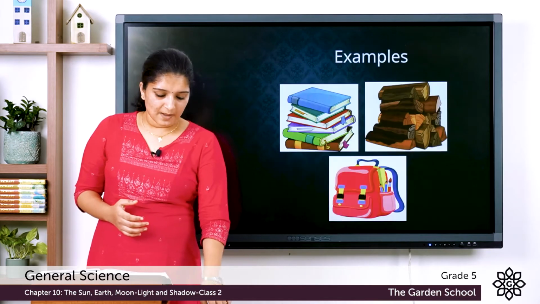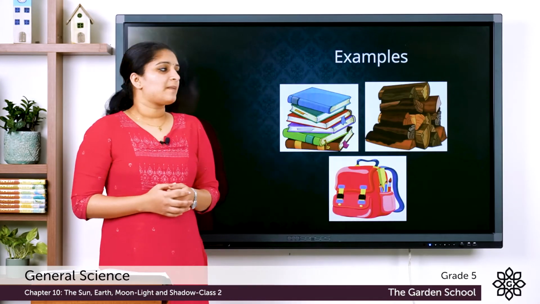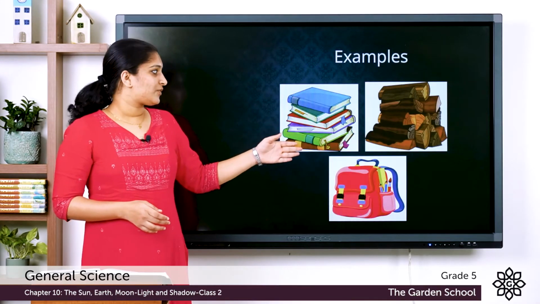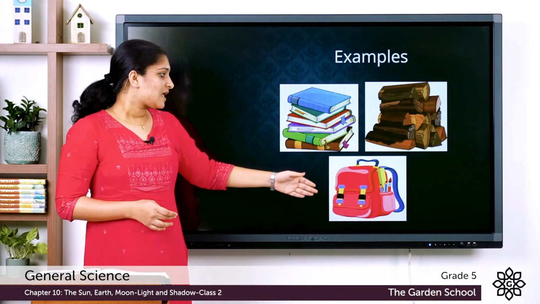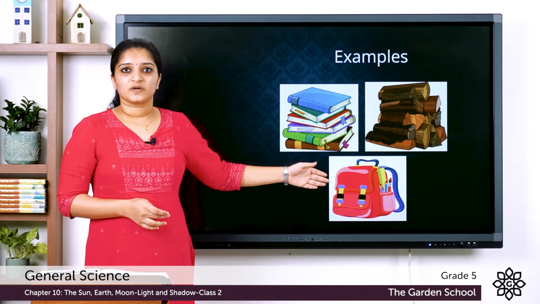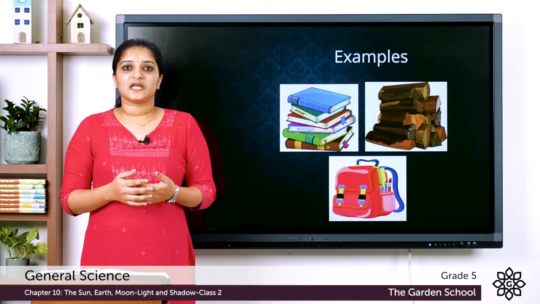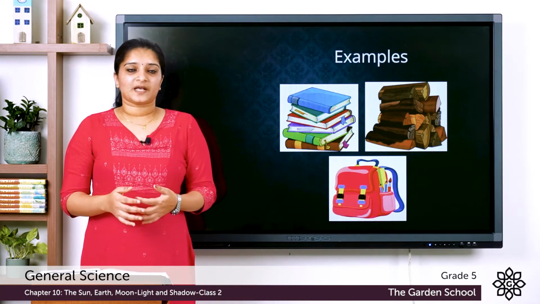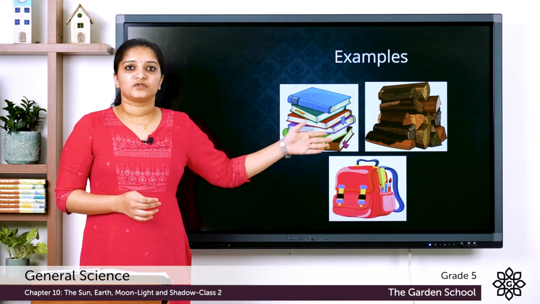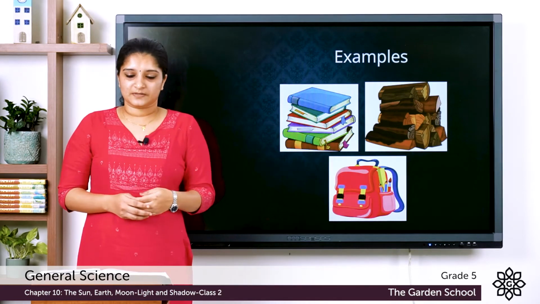Now let's see some examples of opaque objects. The examples include the books that you read, the wooden objects around us and the school bag that you carry to your school. So opaque objects do not transmit any form of light through them, and the examples include books, wooden objects, school bags, etc.